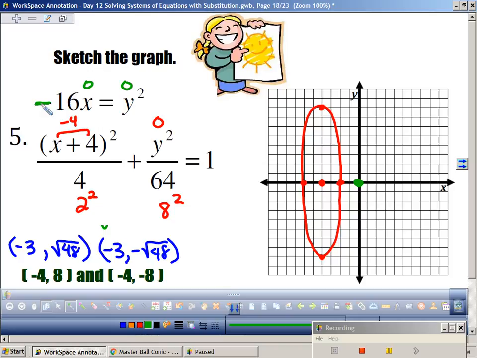Is it pointing left or is it pointing right? Because it's negative, it's pointing left. What's the LLR? 16. So what's P? So we're going to go over 4. 1, 2, 3, 4. And over 4, 1, 2, 3, 4. You guys said it's pointing left, so there's my directrix. There's my focus. How far out am I going to go on my focus?